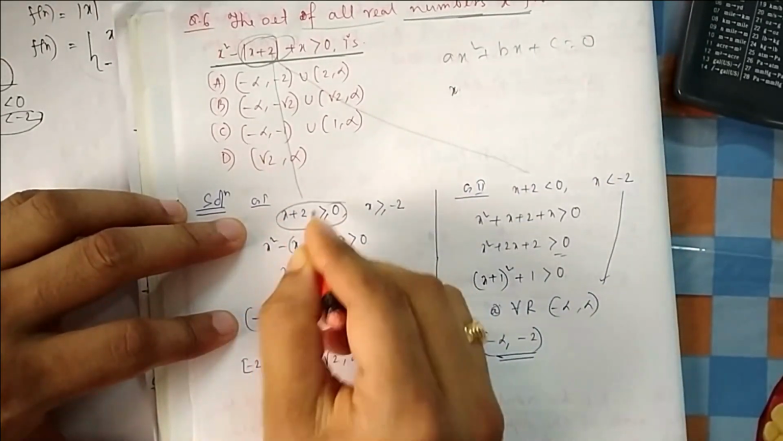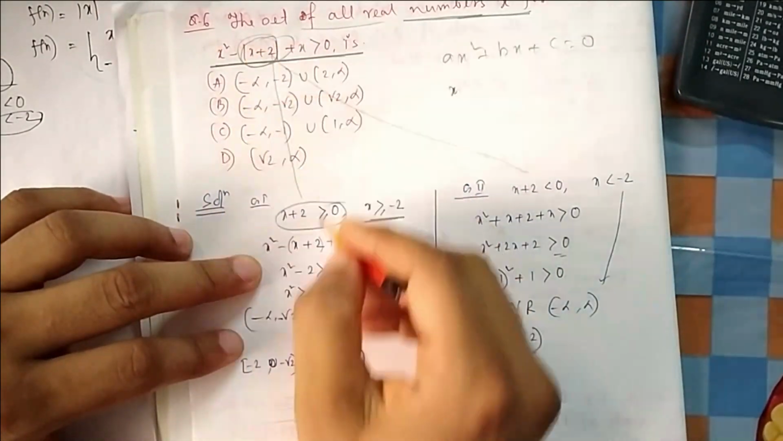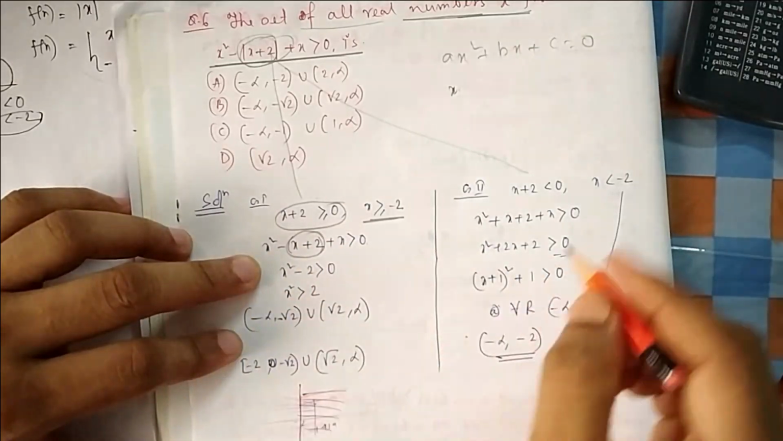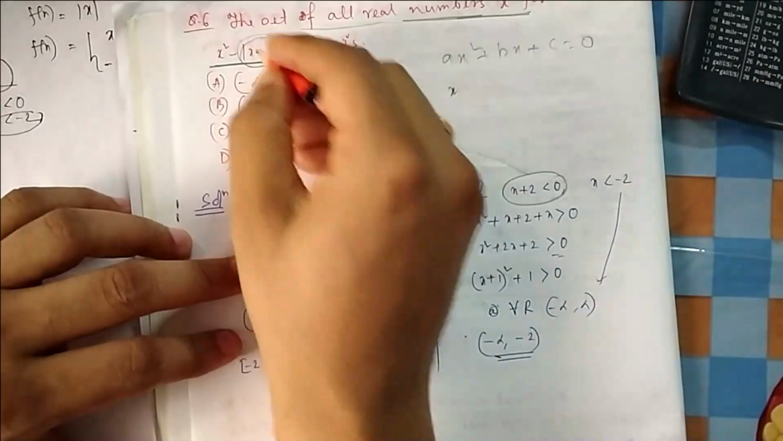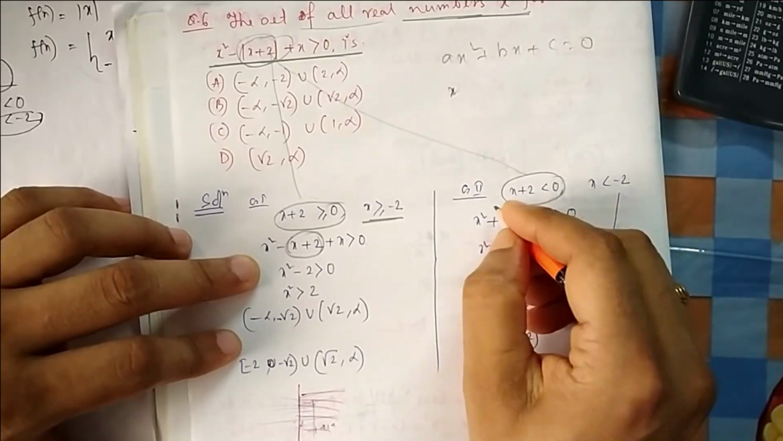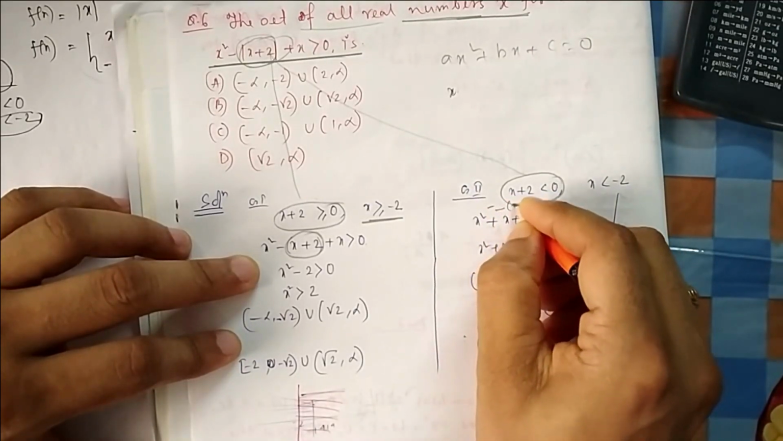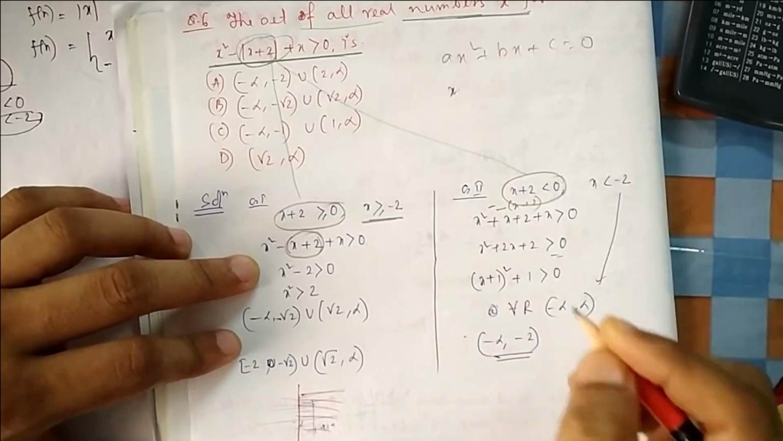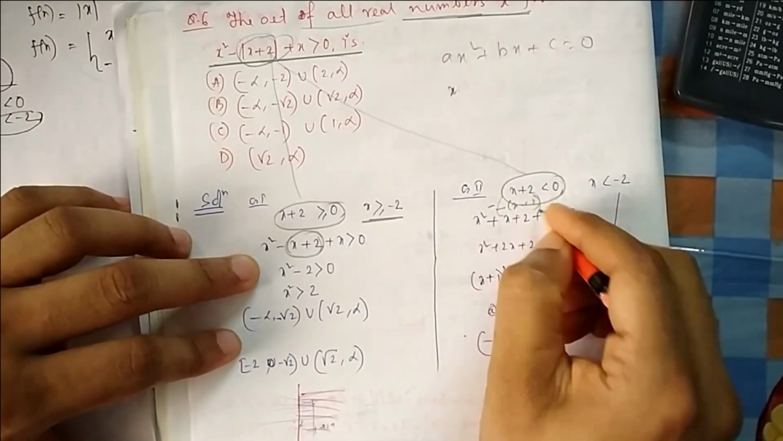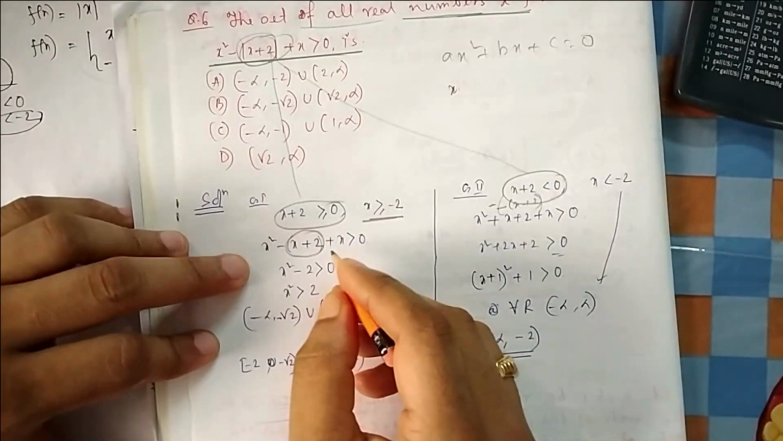So if it is greater than 0, then in place of mod, I can directly write x plus 2. And if it is less than 0, in place of mod, I am putting minus. One minus is already there, and again a minus of x plus 2, so minus becomes plus. Minus of x plus 2, so it will become plus. So I have two equations.